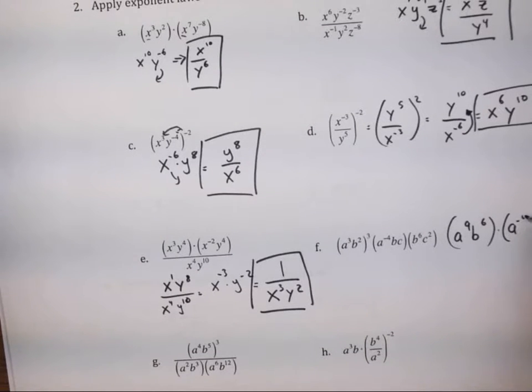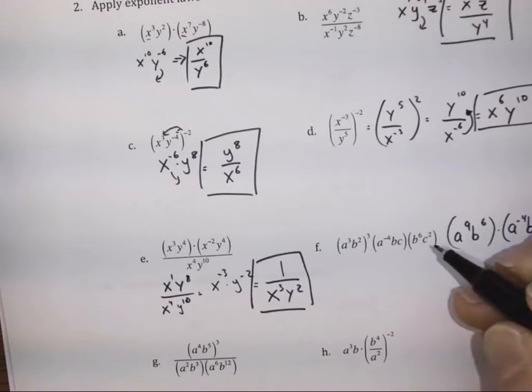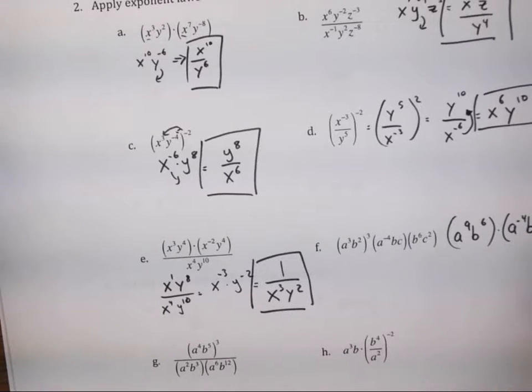So I've got a raised to the negative 4, b to the power of 1 plus 6, so that's b to the power of 7, c to the power of 1 plus 2, which is c to the power of 3. And then I'll multiply these all together. I'm going to add exponents. a to the power of 9 plus a to the power of negative 4 is a to the power of 5. b to the power of 13, c cubed. And that's it, actually. I'm done.